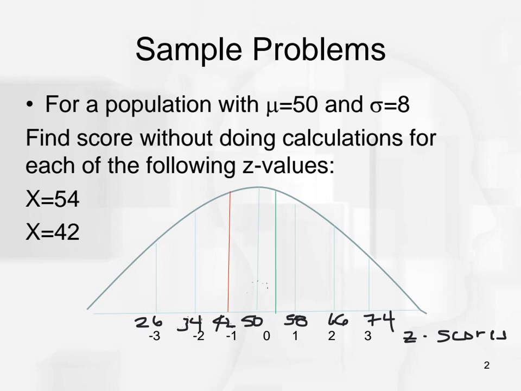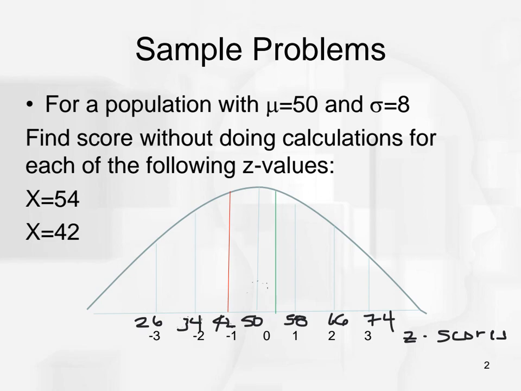You would label 0 as being 50, and then you would add one standard deviation. So 50 plus 8 is 58, plus a second standard deviation, which would be 58 plus 8, which is 66, plus another standard deviation, which would be 74. On the negative side, we'd have 50 minus 8, which is 42, then 42 minus 8, which is 34, then 34 minus 8, which is 26.